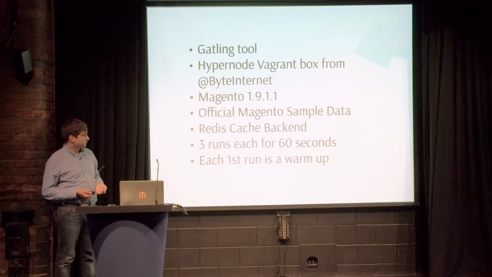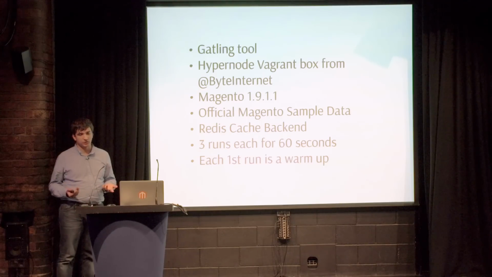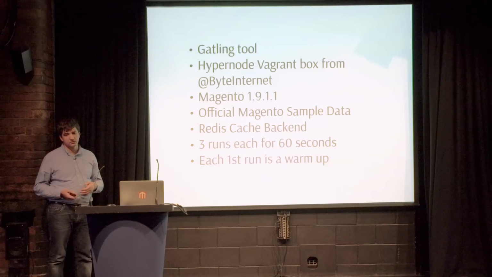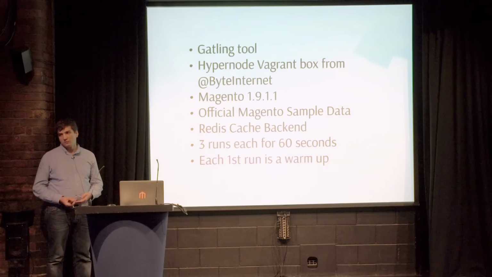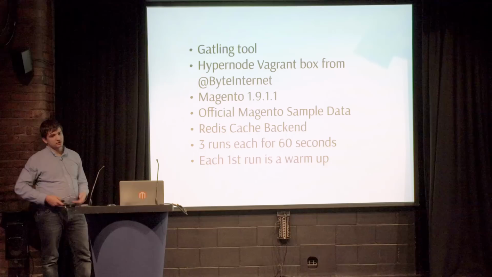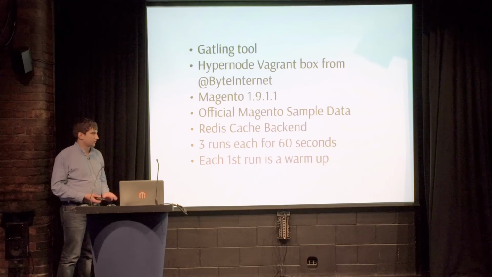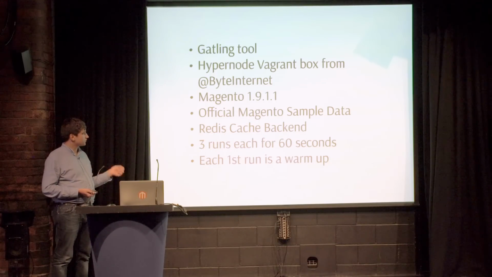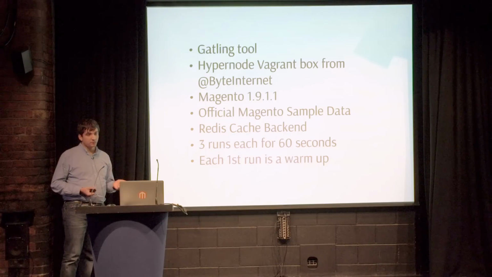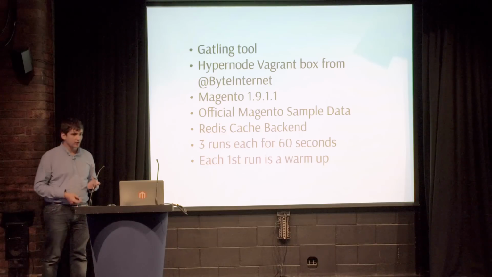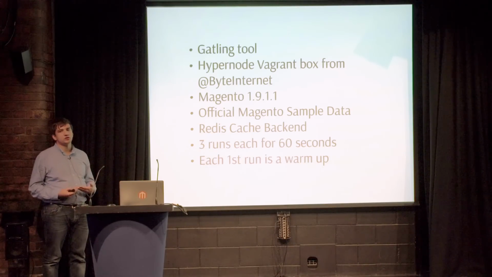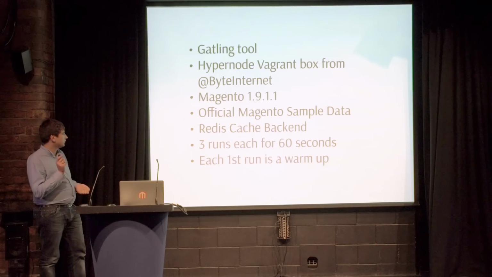I use Magento 1.9.1.1 as my base version. I use official Magento sample data for this test. I use Redis cache as a backend, so everyone is in the same conditions. So Magento layout cache is retrieved as fast as I would retrieve some kind of my flags from cache as well. And I do 3 runs, each of 60 seconds, and each first run is a warm-up. During the warm-up, I reset MySQL cache, I reset Redis cache, I reset everything. So we make sure that we have the full information what happens on the first run for Magento, and the full information what happens if we have a layout compiler enabled.